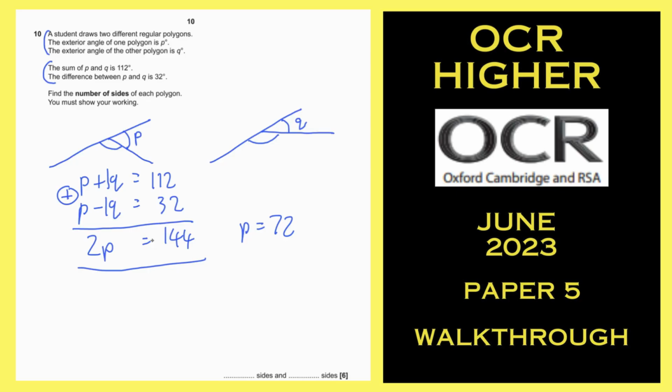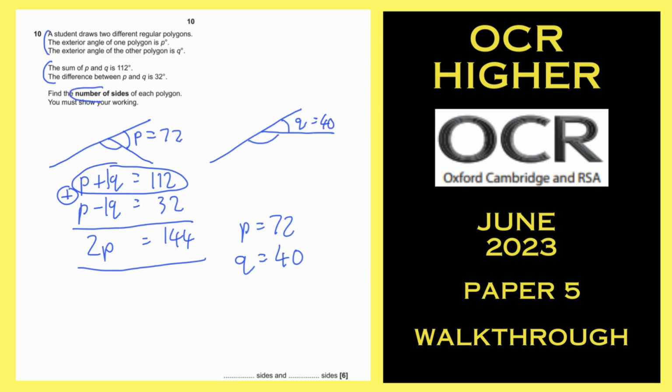But don't forget, P minus Q is 32, so if one of them has an angle of 72, they must, let's go for that one, they must add up to give 112, so Q therefore will be 40. But that's not finished yet. You have indeed found the external angles, great.